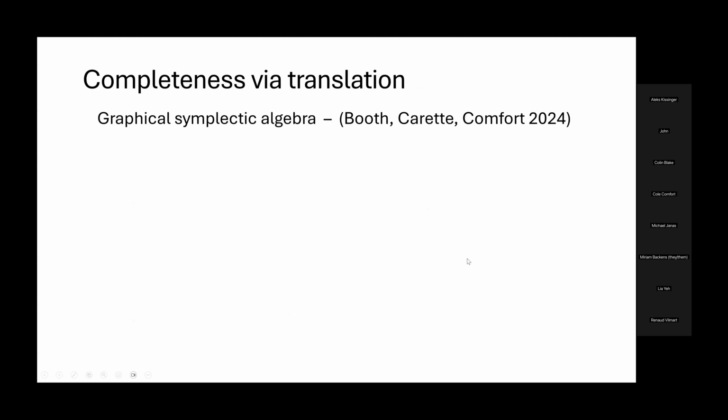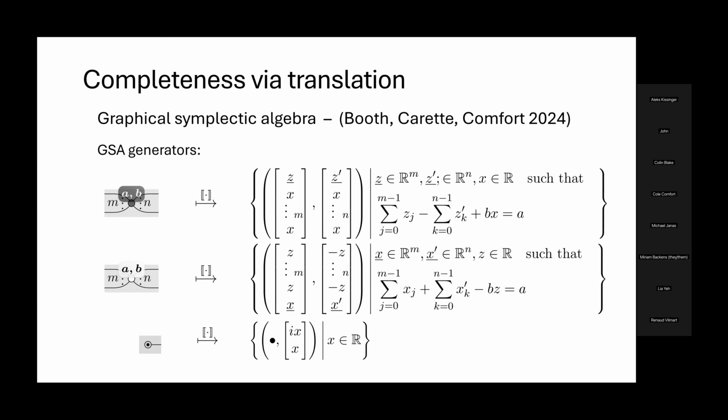And to prove this, we do it by translating another completeness result. This paper by Booth, Carette, and Comfort defines a calculus called the graphical symplectic algebra. This corresponds to the Gaussian fragment of CV, and its semantics is given in terms of affine Lagrangian relations. We use completeness of this calculus to show that our calculus is complete.